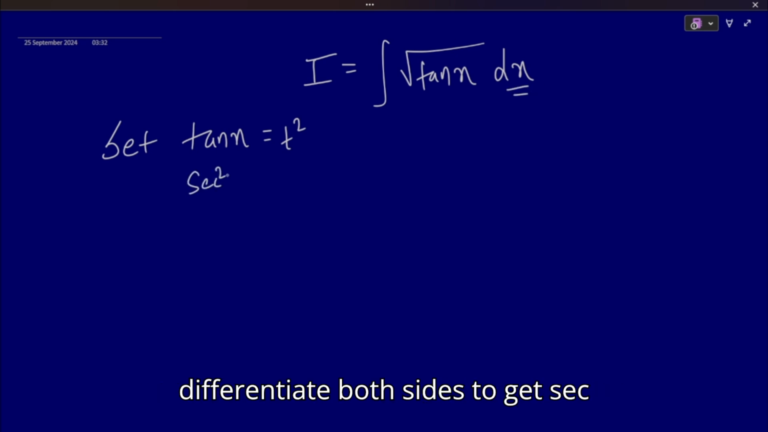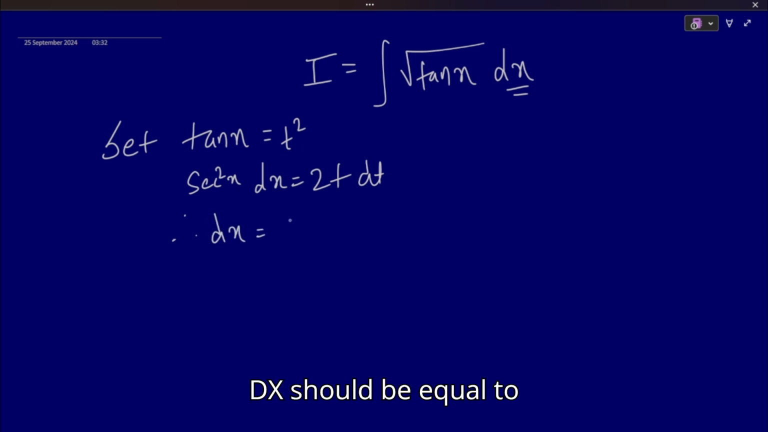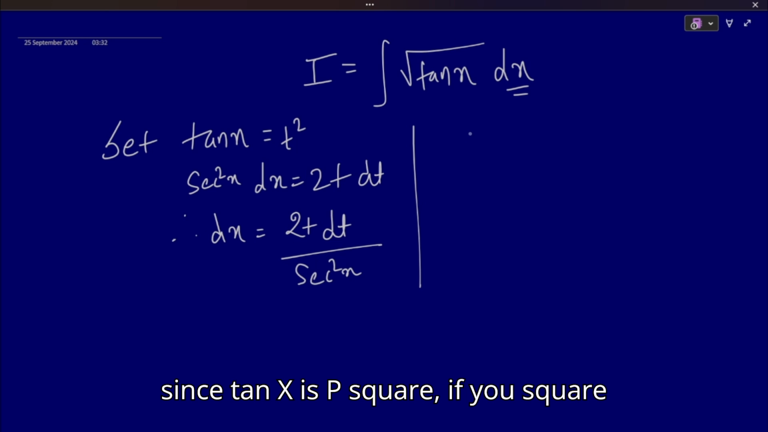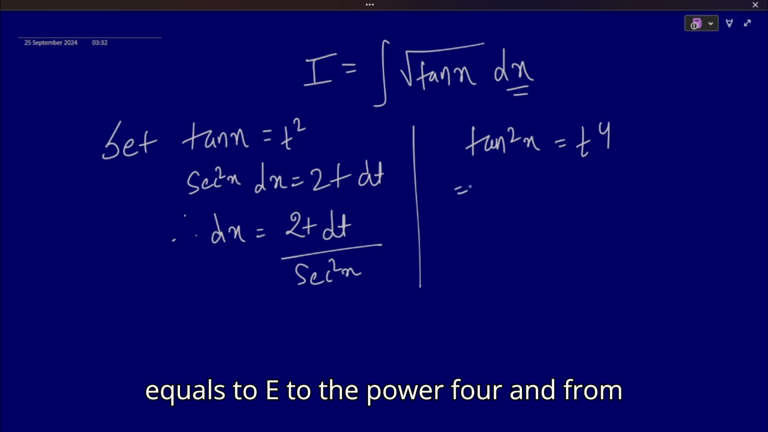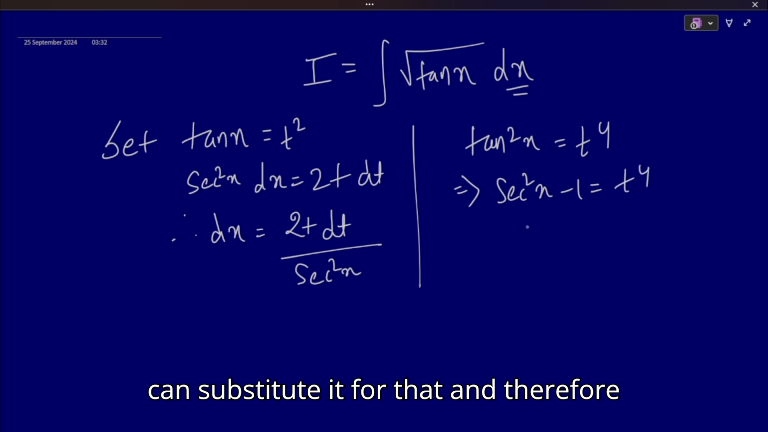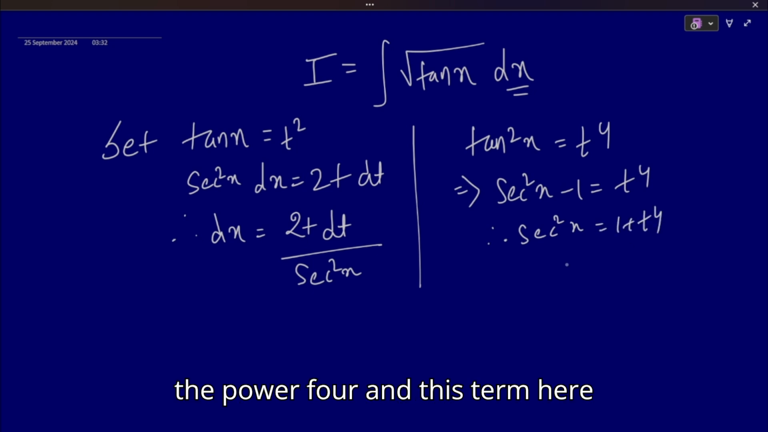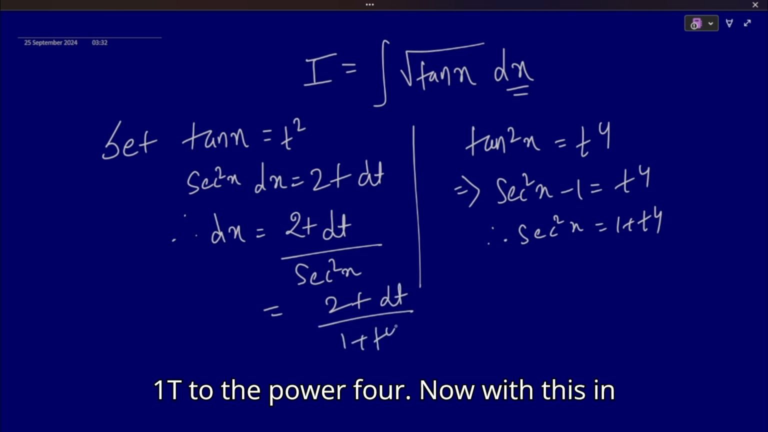So we differentiate both sides to get sec square x dx equals 2t dt, and therefore dx should be equal to 2t dt divided by sec square x. Also, since tan x is t square, if you square both sides, you will get tan square x equals t to the power 4. And from the trigonometric formulas, sec square x minus 1 is simply equal to tan square x. We can substitute for that, and therefore sec square x is simply 1 plus t to the power 4. And this term here becomes 2t dt divided by 1 plus t to the power 4.